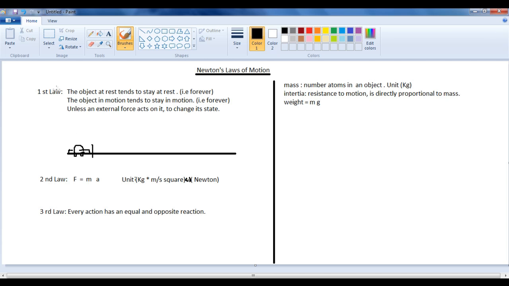What is the first law? The object at rest tends to stay at rest. The object in motion tends to stay in motion forever. What Newton says is that if an object is in a state of motion, it will always be moving until and unless some external force acts on it to change its state. Now let us take an example.